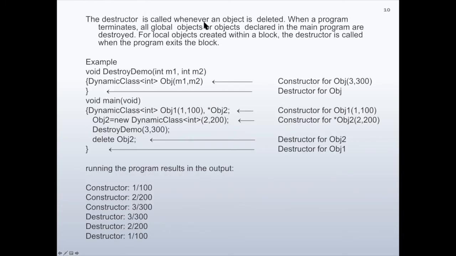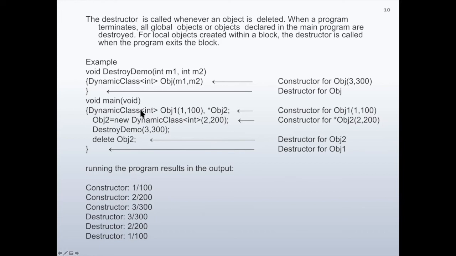The destructor is called whenever an object is deleted. When a program terminates, all global objects or objects declared in the main program are destroyed. For local objects created within a block, the destructor is called when the program exits the block. As an example, consider the function called destroyDemo. We have parameters m1 and m2, which are integers. There is no return value from the function. Inside the function, there is only a declaration of an object of type DynamicClass of integer. Here, for the constructor, m1 and m2 are used as parameters, which are the parameters of destroyDemo itself. That's all for the function destroyDemo.